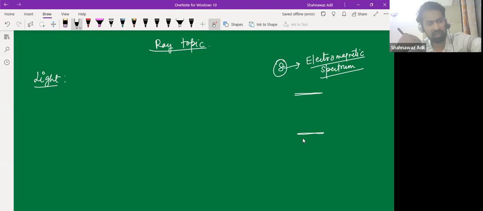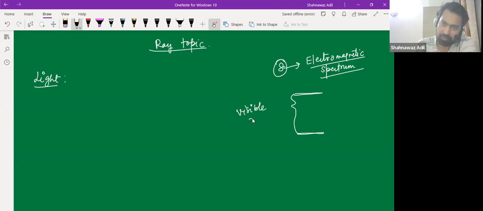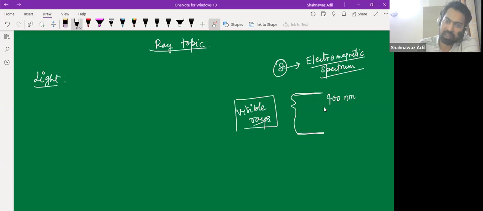And what was the range of the wavelength, Aisha? Do you remember? This was called the visible waves. What was the range of these visible rays? 400 nanometers. Yeah, so the range started at 400 nanometers. It's in nanometers, so the wavelength of visible waves is small. 400 nanometers, absolutely right, to 750 nanometers. So this is the range.